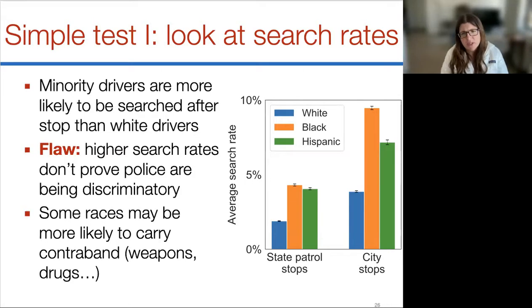But this by itself doesn't necessarily prove that the police are discriminating against Black and Hispanic drivers. It is possible that some race groups are more likely to carry contraband. The purpose of a search is to find contraband. So if there are group disparities in how likely people are to carry contraband, the police may be more likely to search those groups simply in the course of normal policing, even absent discrimination.